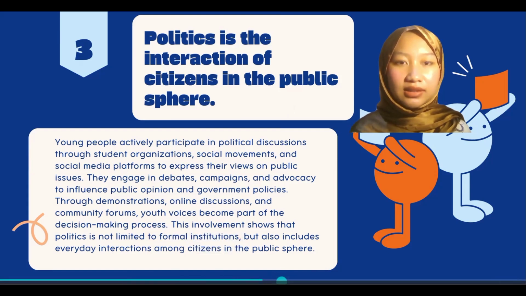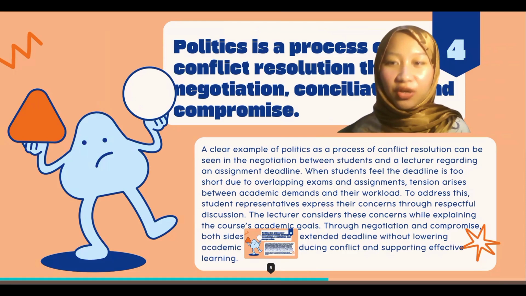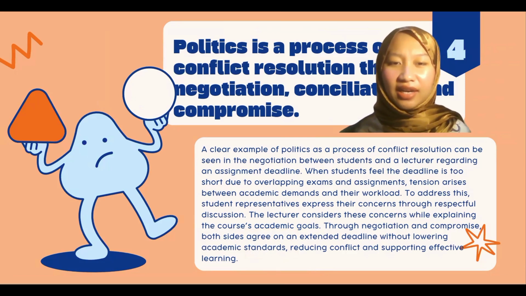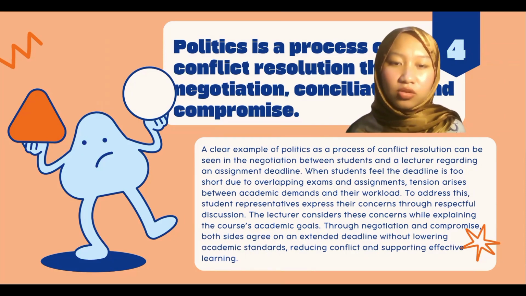The next is politics as a process of conflict resolution through negotiation, conciliation, and compromise, which can be seen in the negotiation between students and lecturers regarding an assignment deadline. When students feel the deadline is too short due to overlapping exams and assignments, tensions arise between academic demands and their workload. To address this, student representatives express their concerns through respectful discussion. The lecturer considered this concern while explaining the course's academic goals. Through negotiation and compromise, both sides agreed on an extended deadline without lowering academic standards, reducing conflict and supporting effective learning.